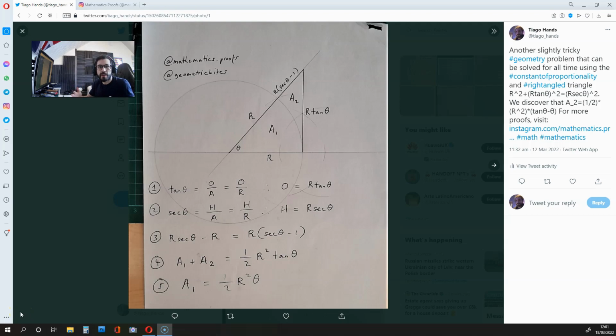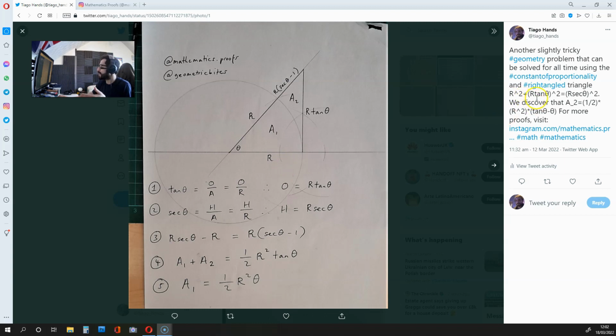Hello, in this video I'm going to be showing you what's left of the area of a right angle triangle once a sector with the radius r has been removed from it. To accomplish this task, I'm going to use the right angle triangle.